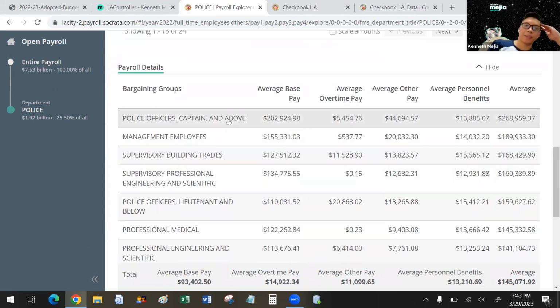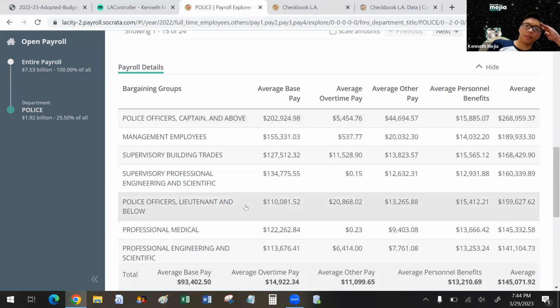So you could see here, if you were a police officer in a captain and above, your base salary is $202,000. Your average overtime is $5,000, and your average other pay is $44,000, which includes one-time bonuses and others. And then personnel benefits, it's just like health. I don't think this shows pension benefits, so it's not included in here, but it does show you base pay, overtime, other pay such as bonuses or awards or lump sum payments. And I think this column right here, personnel benefits, are your health benefits.